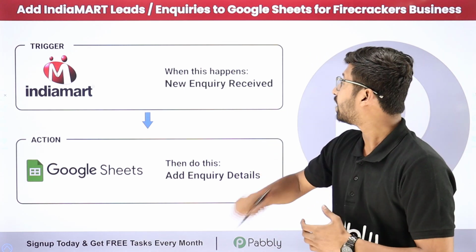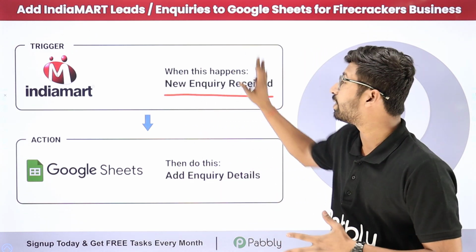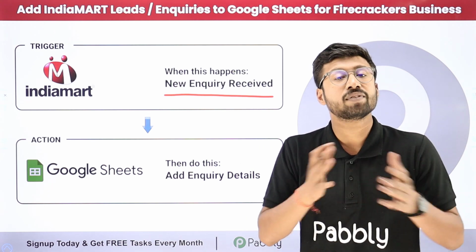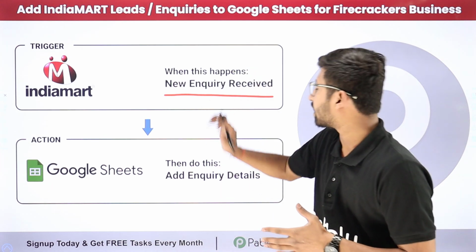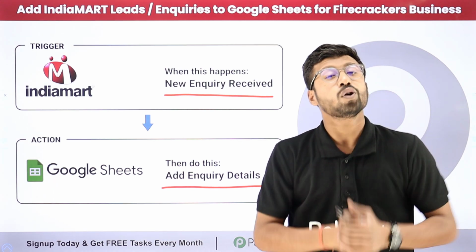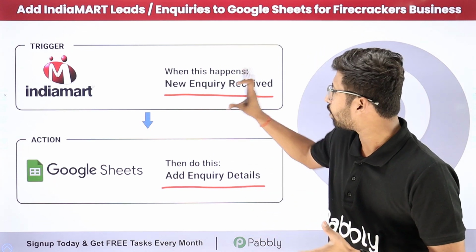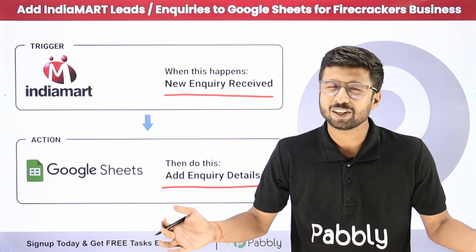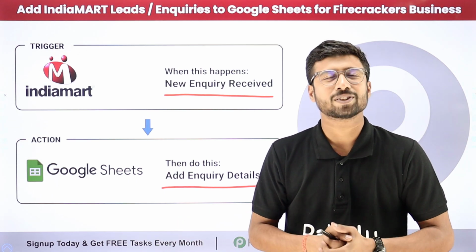So let me tell you, you can completely automate this process. In this automation, whenever a new inquiry or lead will be received in IndiaMART, instantly within seconds, with all the details, that inquiry will be added in our Google spreadsheet as well. Now, if you want to learn how you can set up this complete automation all by yourself, for that, you just have to come with me to my screen.